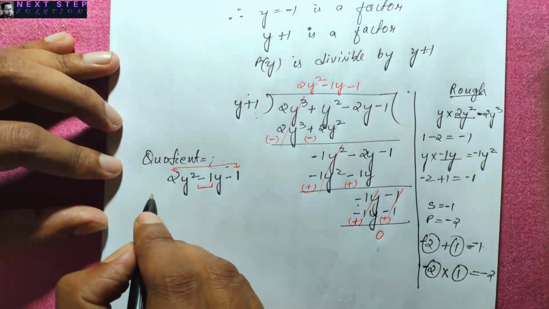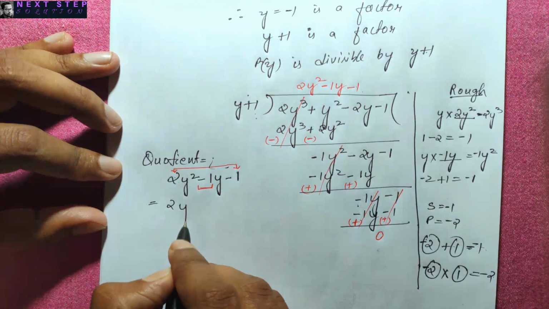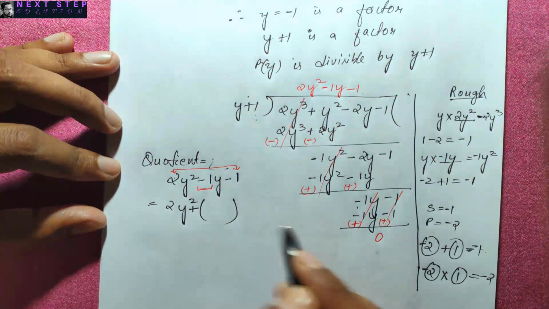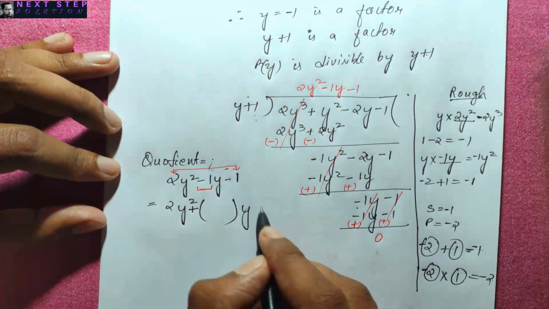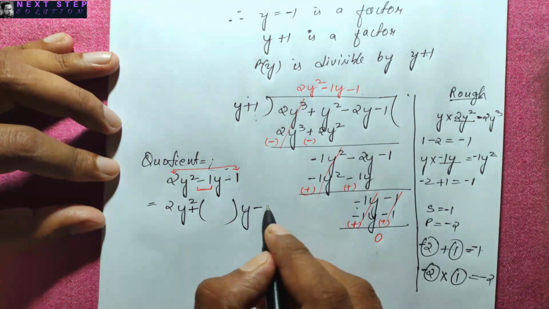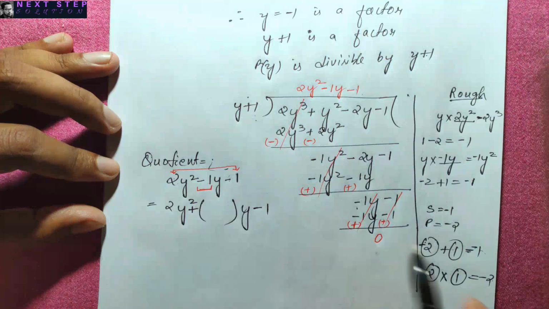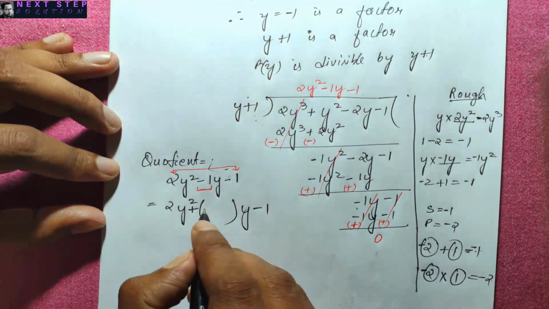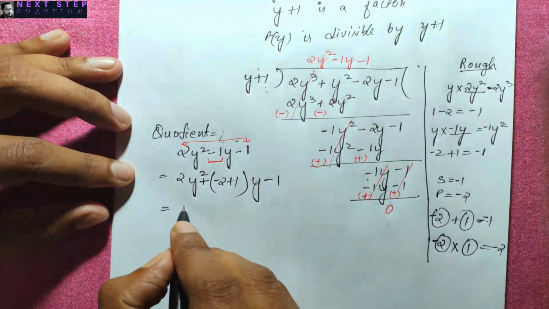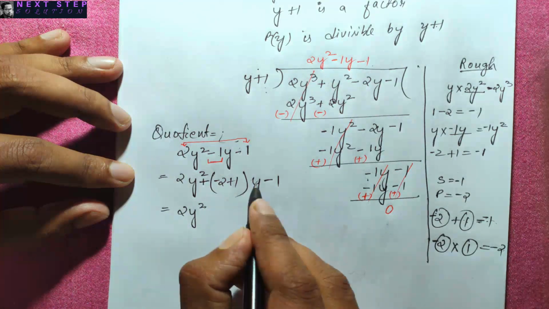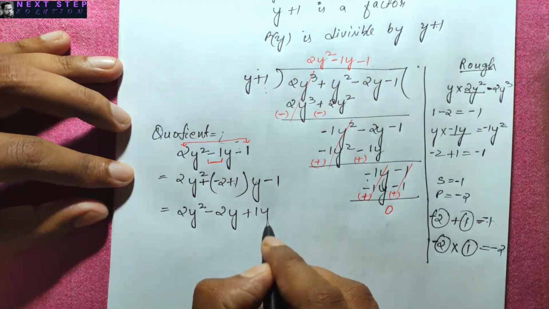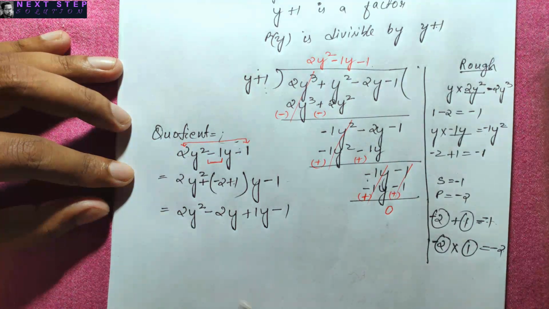What we do, we write down this as 2y square, then plus, and instead of taking minus 1 we will write down the new number. Y will remain as it is, then y will remain as it is, minus 1. Now instead of writing minus 1 we can write minus 2 plus 1. Now we remove the bracket. If we remove the bracket, this becomes 2y square. Minus 2 into y will make it minus 2y, plus 1 into y will make it plus 1y, and then minus 1 will just copy.